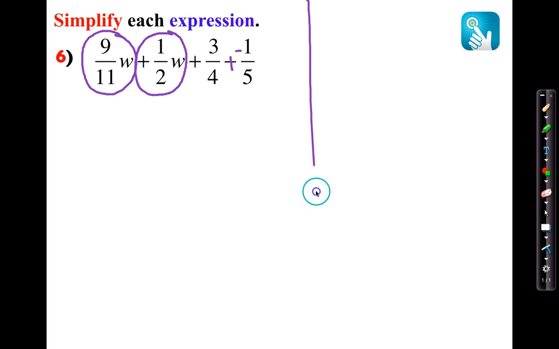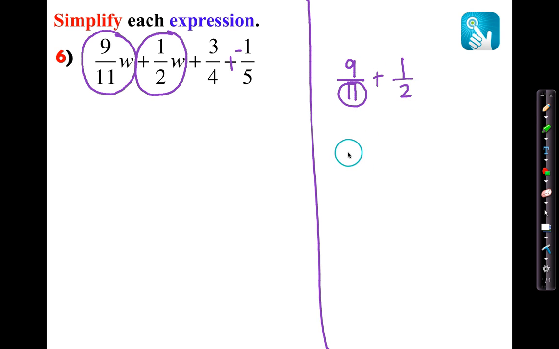Okay, now that I've done that, I can go ahead and move on to some side work. Let's go ahead and do 9/11 plus 1/2. Now I'm going to ask myself which one's the greater denominator. Is it 11? Can 2 be multiplied into 11? No, so I'm going to go to the next multiple of 11, which is going to be 22. Can 2 be multiplied to give me 22? The answer is yes. So let's go ahead and use 22 as our lowest common multiple.